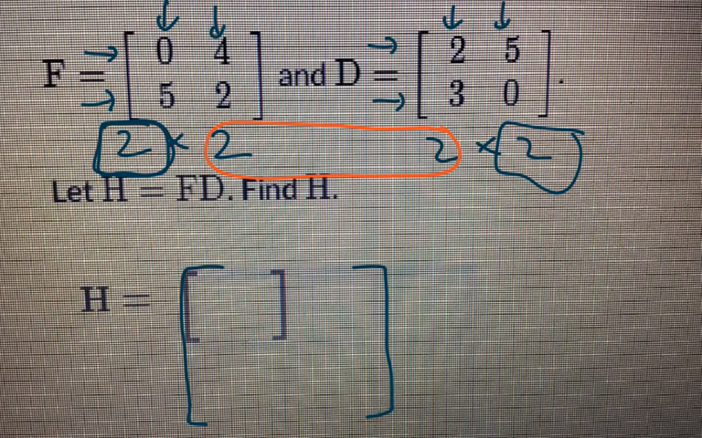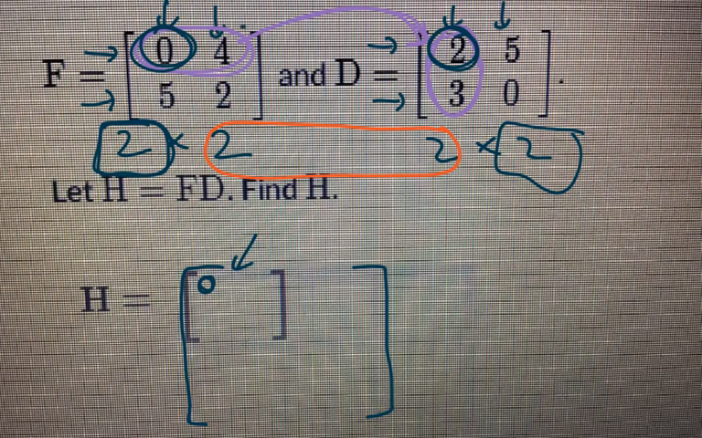So let's do our first slot right here. Now watch carefully, guys. This one's going to be a little different. I'm going to take the first row and match it up with the first column. It's like it just slides down like this. I'm going to take the 0 times the 2. That's a 0. I'm going to take the 4 times the 3. That's a 12. What is 0 plus 12?